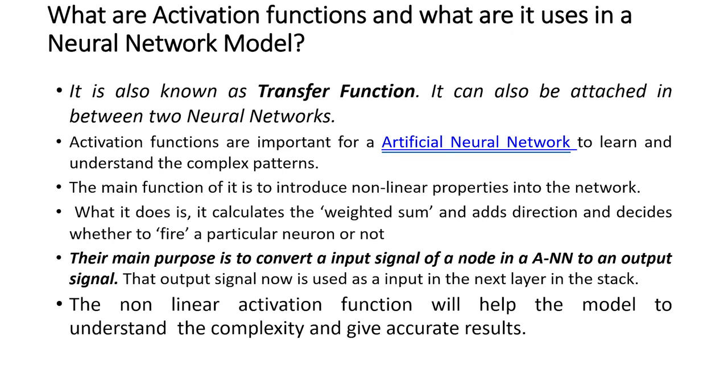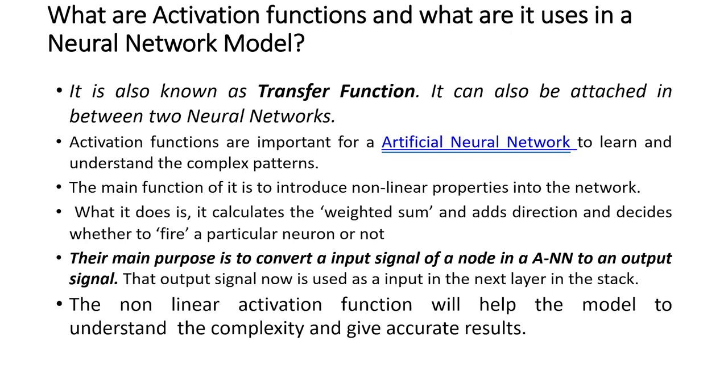Now the main function of it is to introduce non-linear properties into the network. When we say non-linear properties, we'll look into the non-linear and the linear activation functions, and there you will understand that it basically introduces some non-linearity in the data set. What it does is it calculates the weighted sum, adds direction, and decides whether to fire a particular neuron or not. So there are many neurons in the entire neural network. But as I said, there are the input nodes, X1 and X2, and you have the weight associated to each of these. And these weighted sums are then added, and it adds certain direction to your impulses or electrical signals, deciding which neuron it will pass through and which it will not.